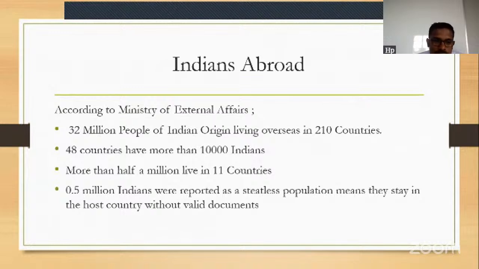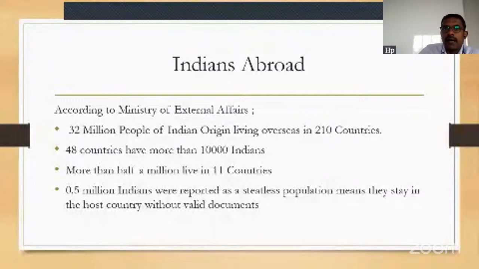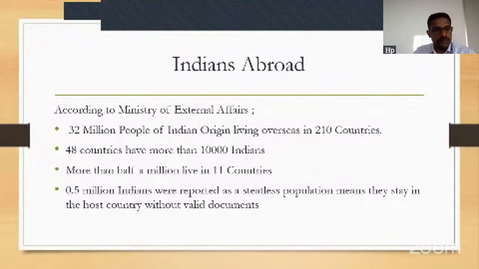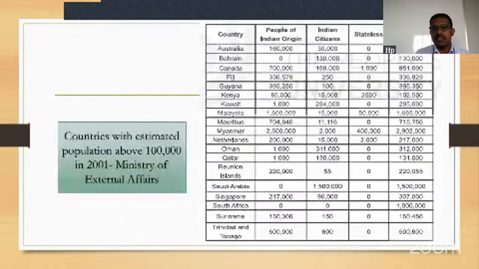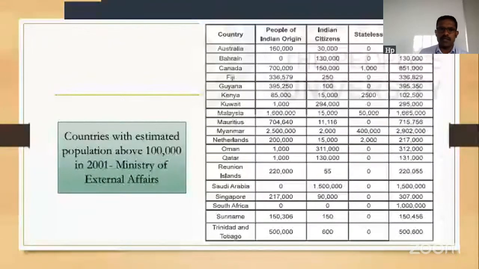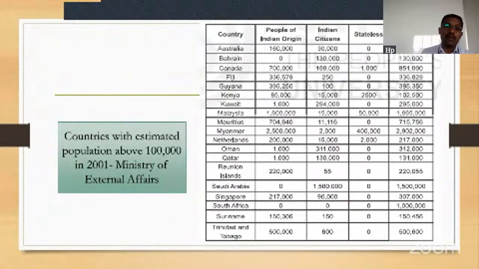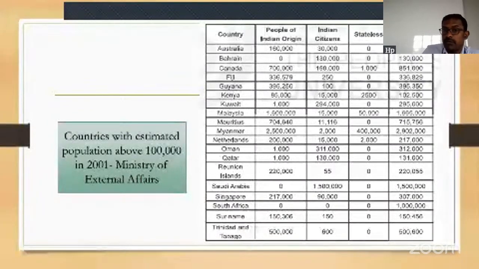So almost 50,000 people are living in other countries without valid documents. This is the list of countries where the estimated population is above 1 lakh, per the 2001 Ministry of External Affairs data. It shows people of Indian origin, Indian citizens, and stateless totals.